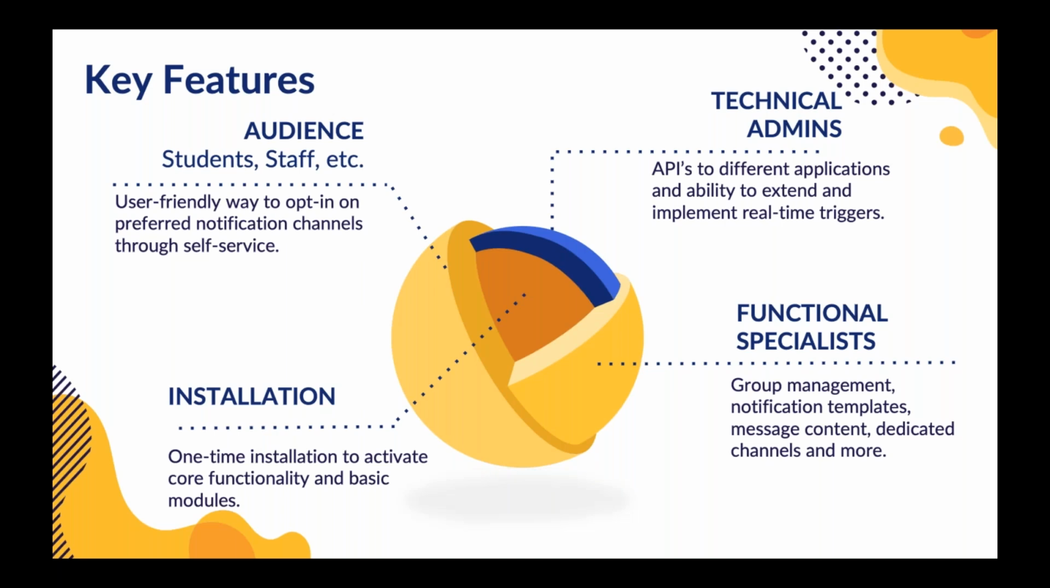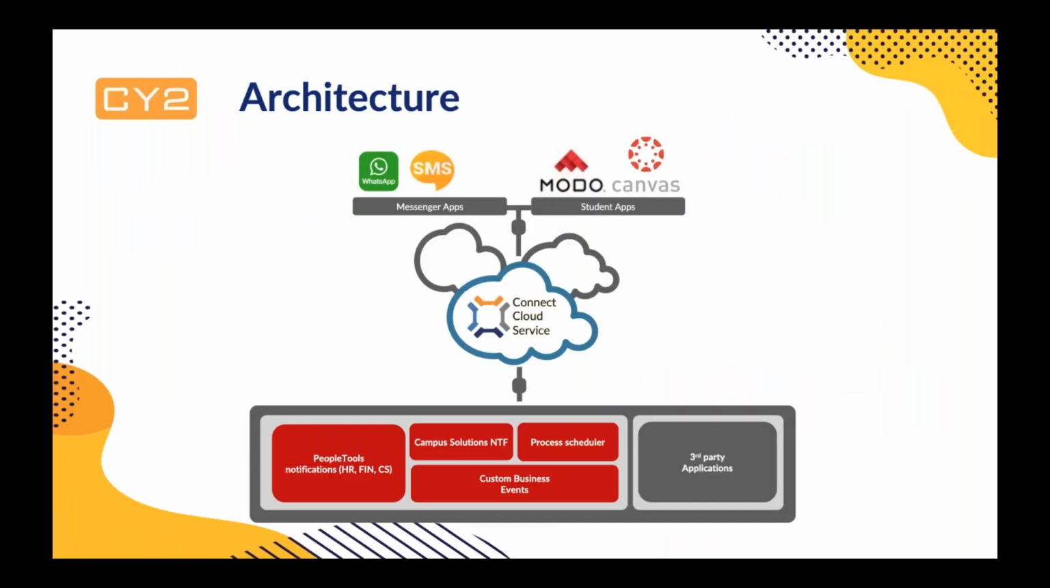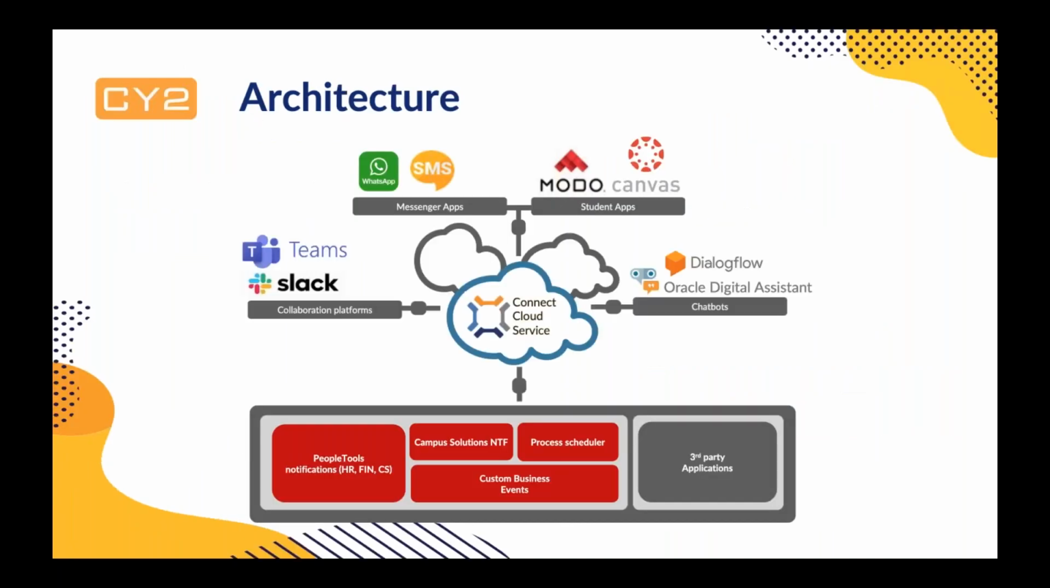From an installation point of view, we can simply say it's a one-time installation. You activate the core functionality. You make a number of choices as an institution in regards to which channels you support, what users can do, and how you would like to utilize some of the key features. And with that, you're good to go. So installation is simple, one time, and really easy to do. Now, Hendrix, if we go to the next slide, that is the architecture, which is great to see.